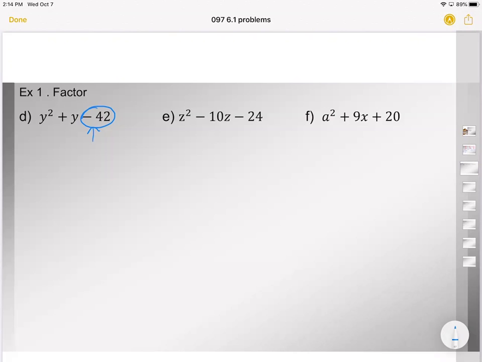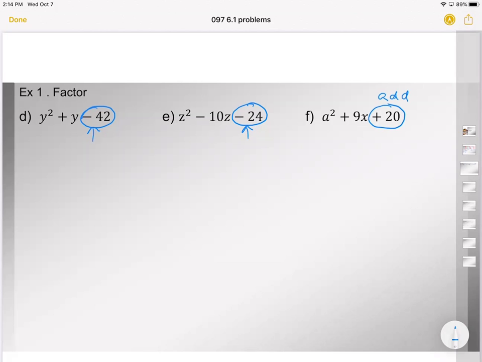Okay, so in this case, in D you have to think in terms of subtraction. And in E, same idea, we have to think in terms of subtraction. And when you think in terms of subtraction, they need to be opposite signs. One has to be positive, one has to be negative. And in F, we think in terms of addition, and if we think in terms of addition, they have to be the same sign.